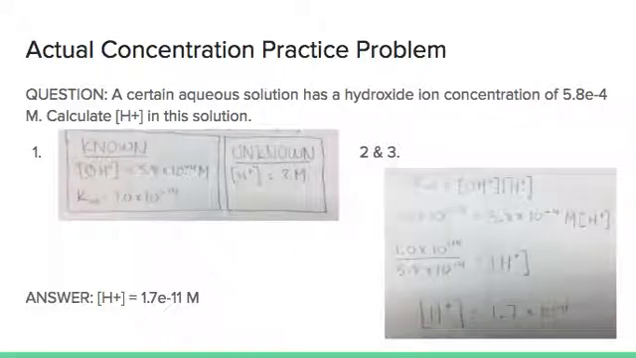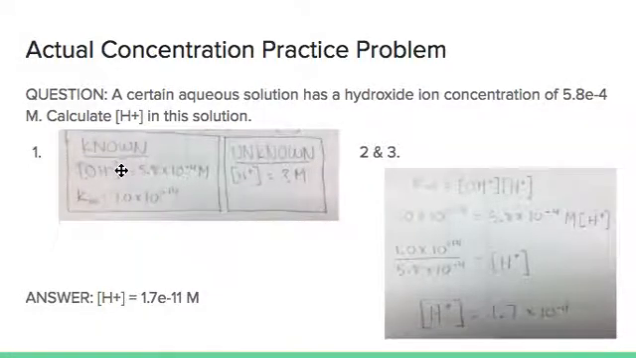So the question is, a certain aqueous solution has a hydroxide ion concentration of 5.8 times 10 to the negative 4 molarity. Calculate hydrogen in this solution. So this is my work for the problem that I did.